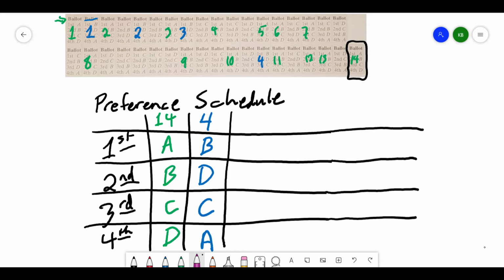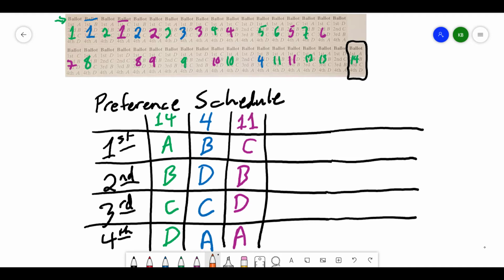Then I move on to another ballot that doesn't look like either of those. So I'm moving on to this one. And I write down the order of the candidates on that one. So I have C, B, D, A. And I count up how many look like that. So that's 1, 2, 3, 4, 5, 6, 7, 8, 9, 10, 11. So there are 11 that look like that.